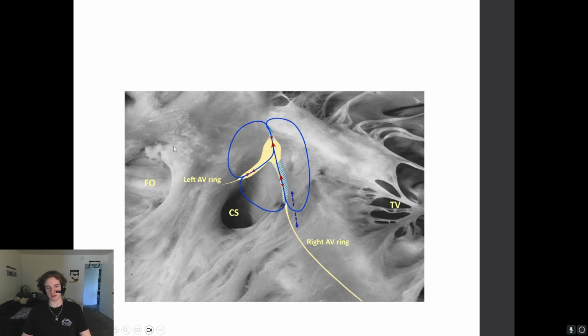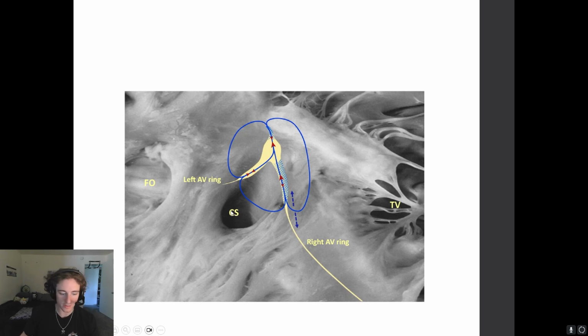diagram of the AVNRT circuit. Okay, so again, same thing. We're looking into the right atrium. Here you can even see the trabecular carnate of the right ventricle versus the right atrium. This is going to be the septal leaflet of the tricuspid valve, the right atrioventricular ring, the left atrioventricular ring, and then here's that proposed circuit, right? And then here we have the coronary sinus.